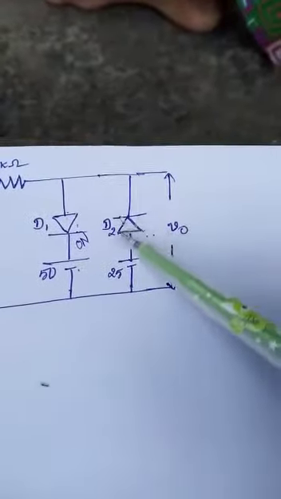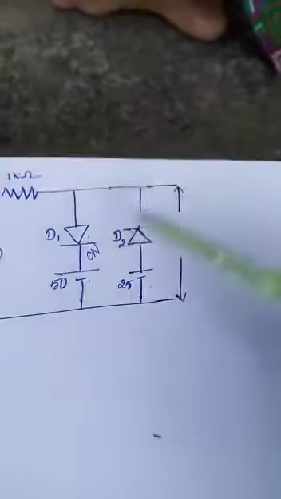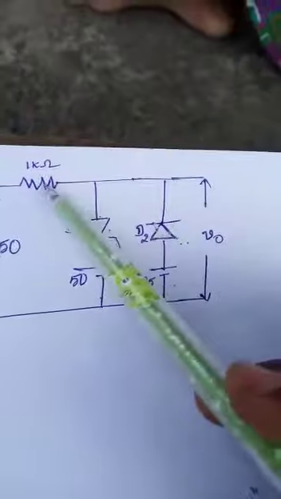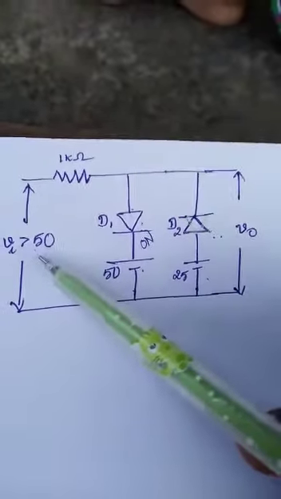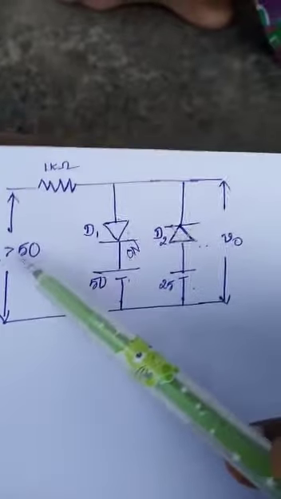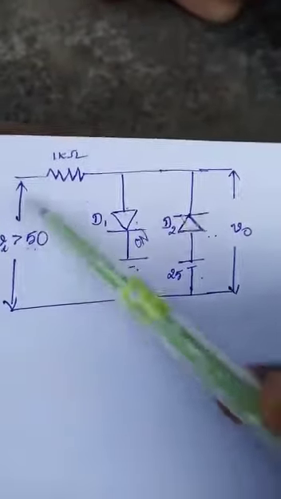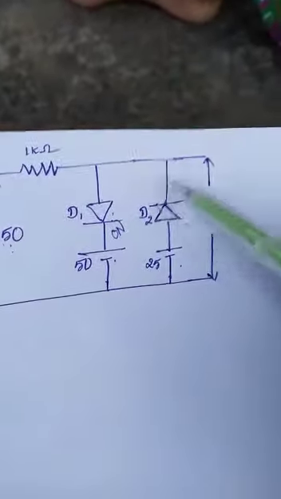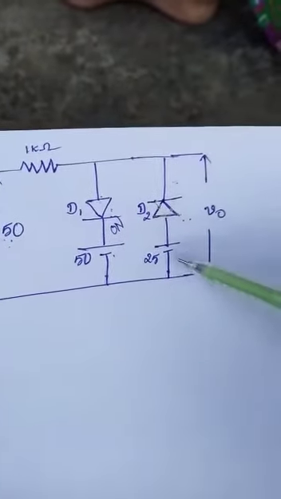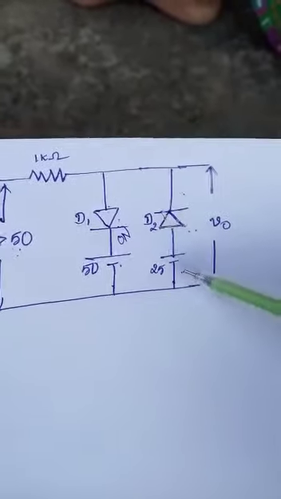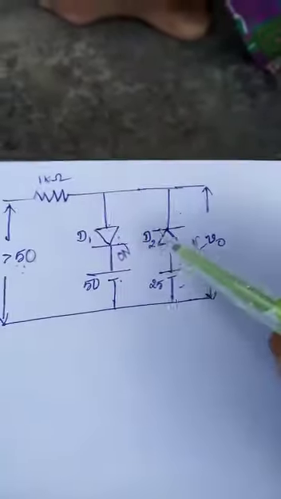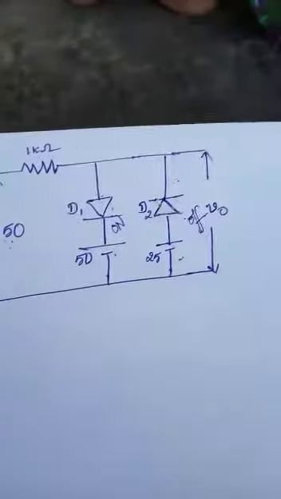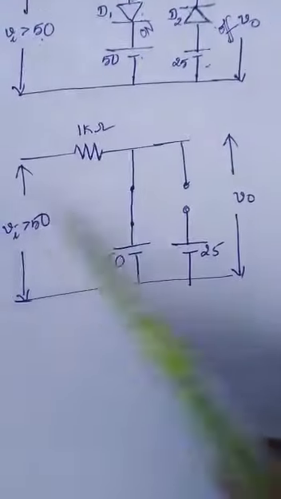The diode D2 anode is connected to 25, whereas the cathode is connected through the 1 kilo ohm resistor to the input voltage. What is the input condition? Vi greater than 50. The input voltage is more than 50, so the cathode is connected to more than 50, whereas the anode is connected to 25. So the diode is in off condition, it is reverse bias off condition. So the equivalent circuit diagram is shown. The equivalent circuit for Vi greater than 50 is shown.